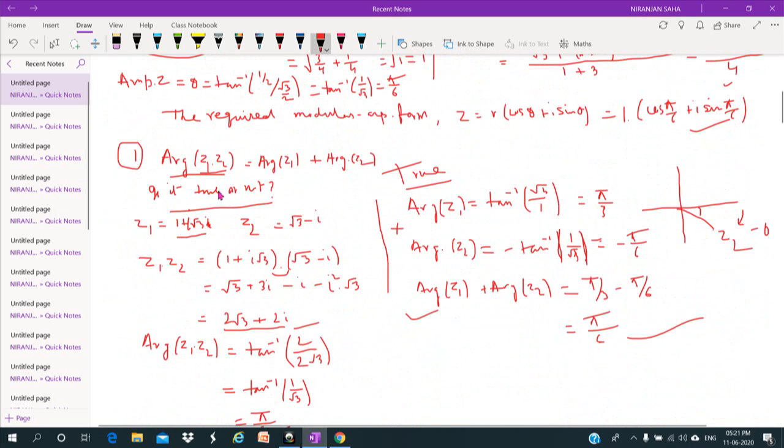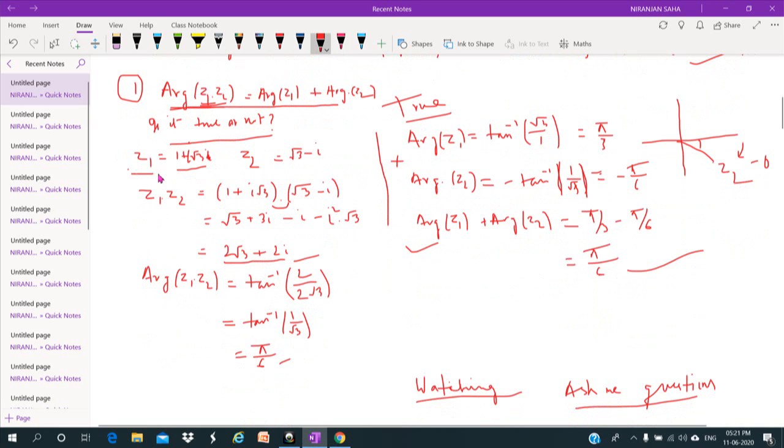Now I have also tested that the argument of the multiplication of two complex numbers must be equal to the argument of z1 plus the argument of z2. So I have taken two complex numbers and found the multiplication z1 z2. Then I have deduced the argument of this. This is 5 pi by 6, and here I have found the argument of z1, this is 5 pi by 3, and the argument of z2.